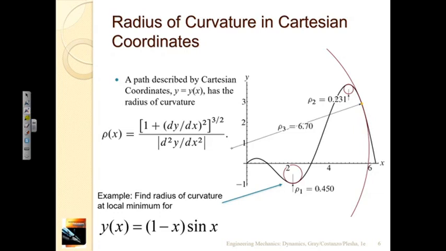So our radius of curvature, a little bizarre looking, 1 plus the change in y as a function of x, squared, to the 3/2 power, divided by the magnitude of the second derivative of y as a function of x. Obviously. Nobody remembers this, but we can use it to figure out curvature along this path.